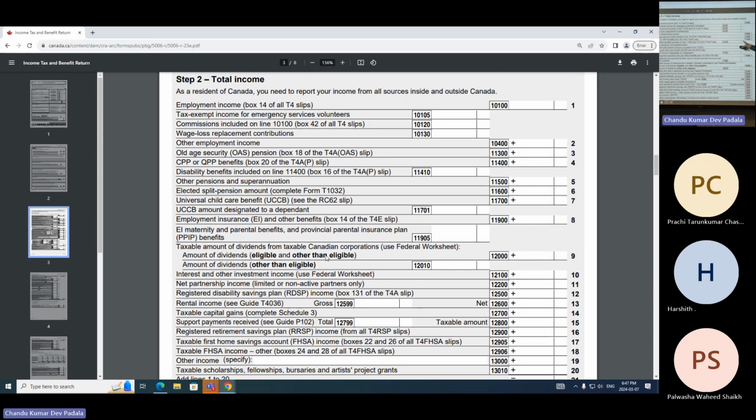If you contributed to CPP, this one right here, and it tells you what box it is from your slip. When you get your T4, you're going to have a bunch of different boxes with numbers. Your employment income, the money you made from working, is going to be box 14. And the money that was contributed to the Canada Pension Plan will be box 20. Again, you don't have to do this yourself. The software that you use will do it automatically. You just have to have your T4 on you and put in the numbers in the right boxes.